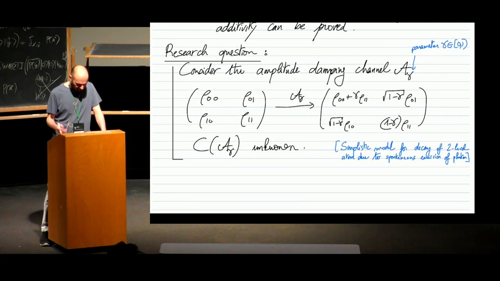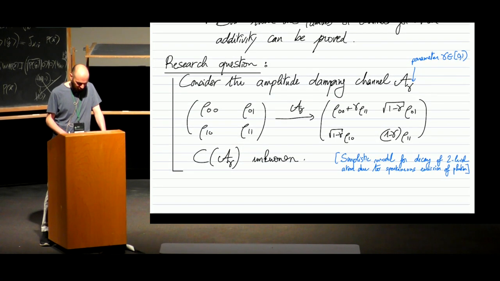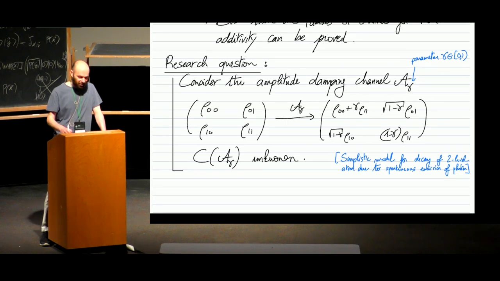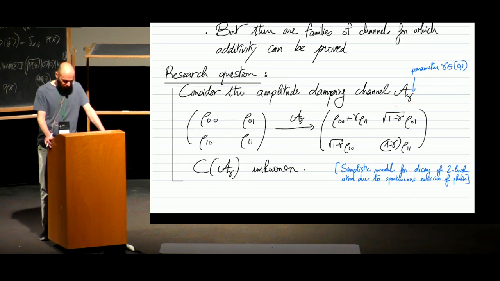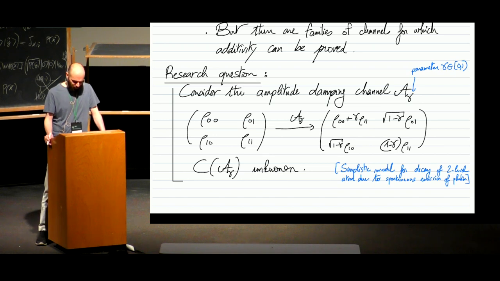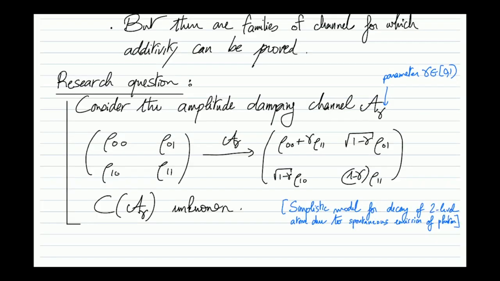I can even give you an example of one frontier in this area: understanding the capacity of the amplitude damping channel. This is the definition of the amplitude damping channel, and its classical capacity is unknown. It could be additive, or it could be non-additive. This is unknown, and it's an interesting question. I did some numerical investigation of it, and it seems to be additive, but it's not a proof. This is a frontier in this area of classical capacities.